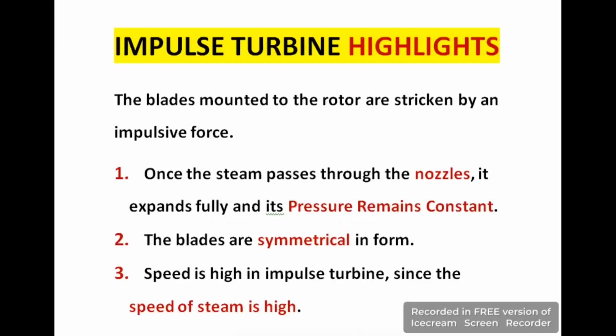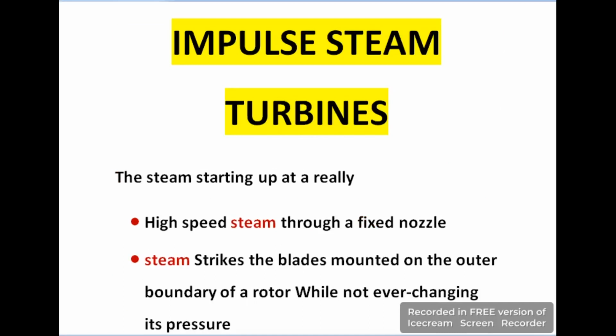Important highlights of impulse steam turbine. According to first, when the steam passes through the fixed nozzle, it expands fully, but its pressure remains constant, and its blades have symmetrical design. According to third, the speed of steam is high in impulse steam turbine, so the speed of this turbine is also high. You know the main difference in steam turbine types is steam expansion.